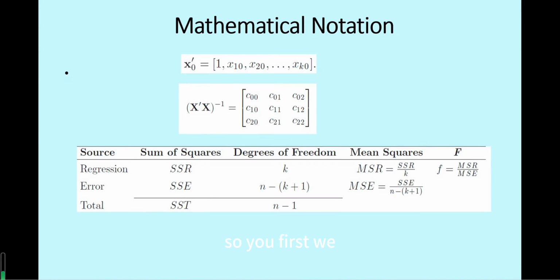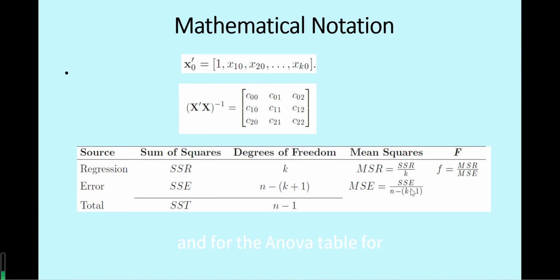So first we show some mathematical notation. This is the matrix of independent variables plus a scalar vector, and this is x transpose times x, and when we take the inverse, we get a matrix with entries C00 to C22.